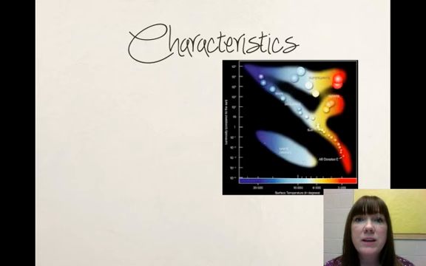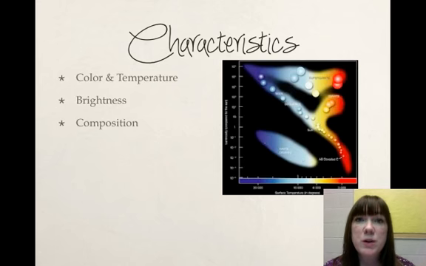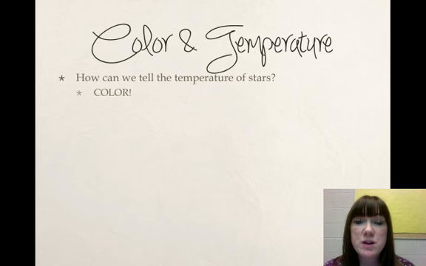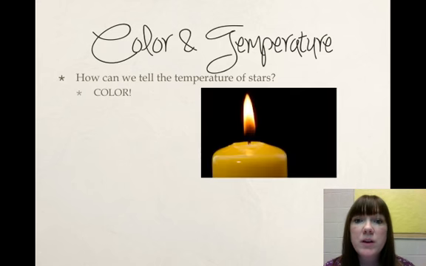Now let's take a look at the characteristics of stars. We're going to look at the color and temperature, the brightness, and their composition, which means what they're made out of. So color and temperature go hand in hand. The easiest way to tell the temperature of stars is by their color. If you think about a flame, it's going to be different colors depending on where you look in the flame, and the color tells you how hot it is. So blue would be the hottest and red the coolest.